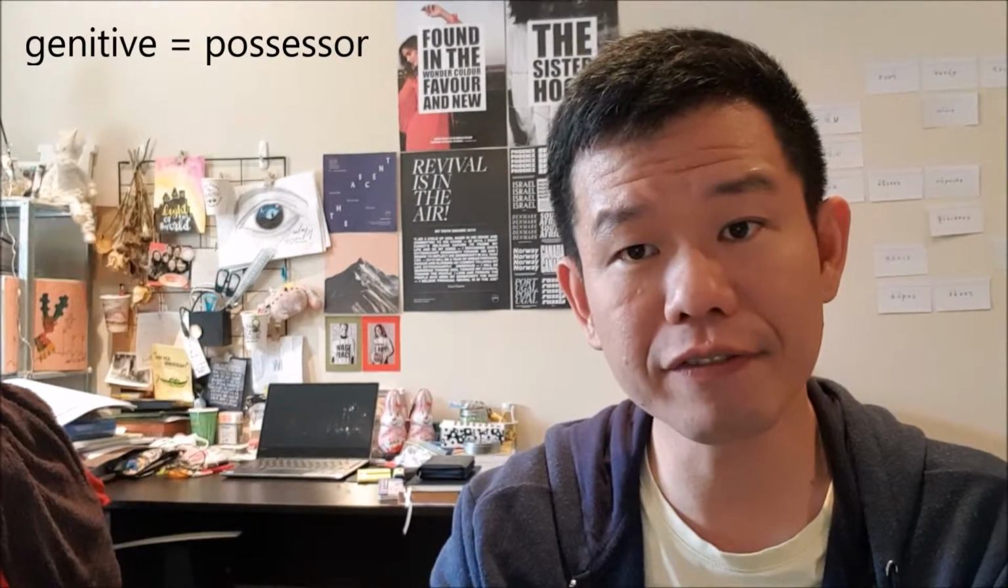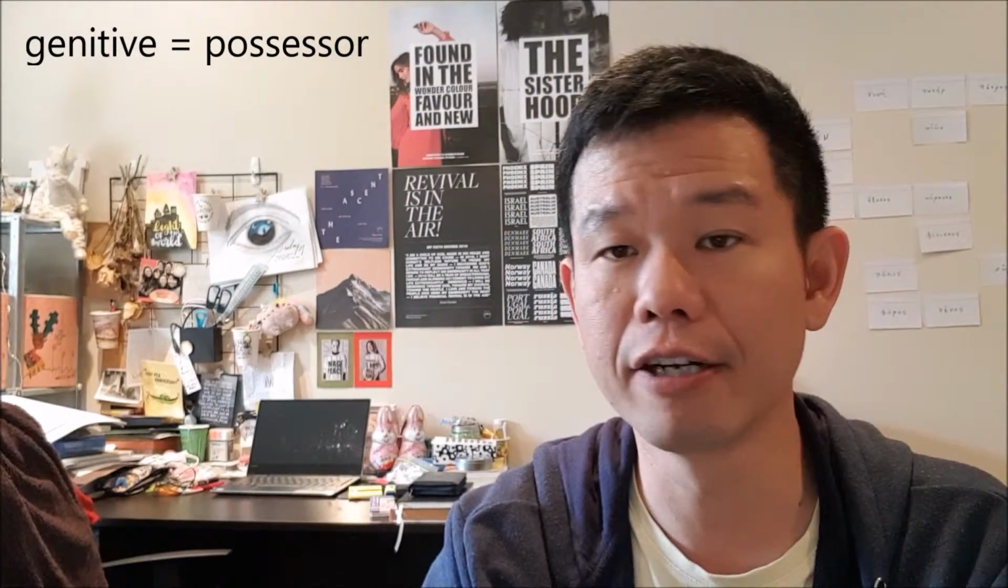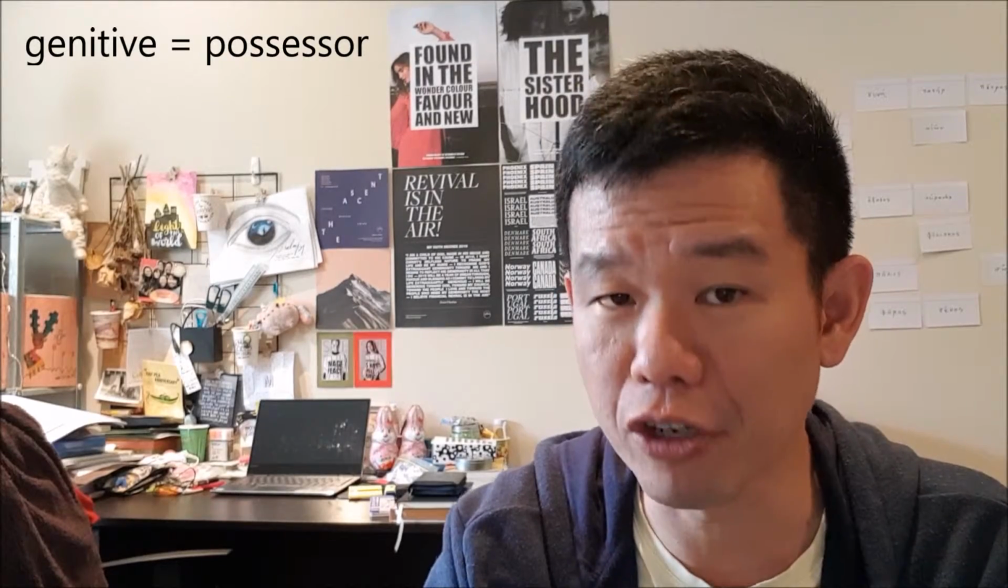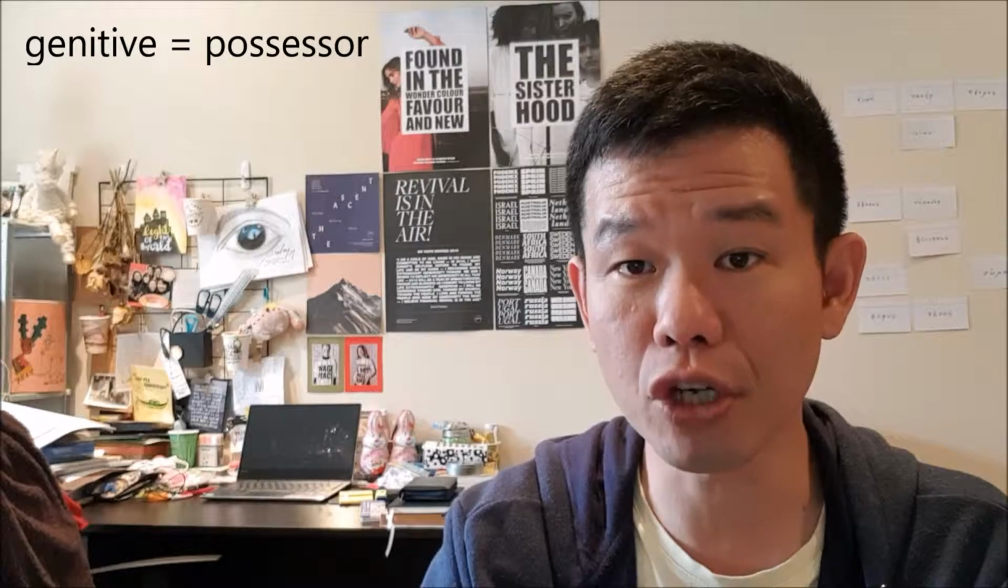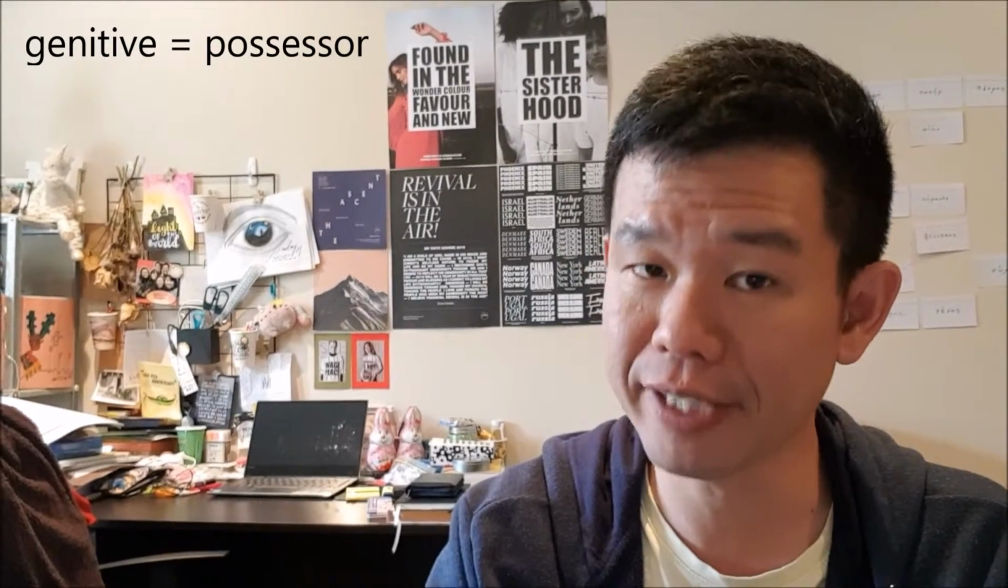Then next, the genitive and the dative. The genitive is talking about the possessor. For example, the power of God. So God is the possessor, hence God will be the noun in the genitive case.